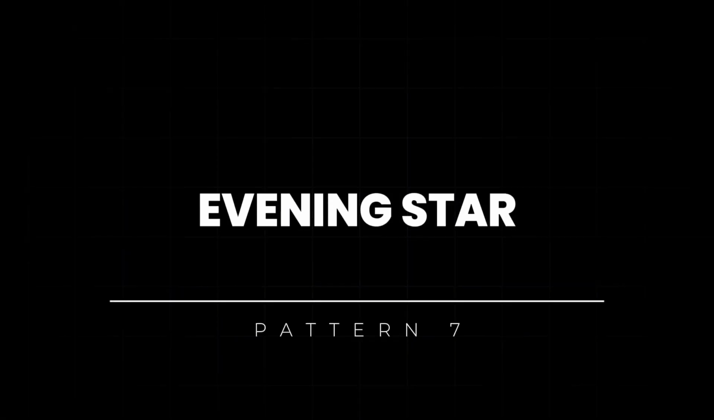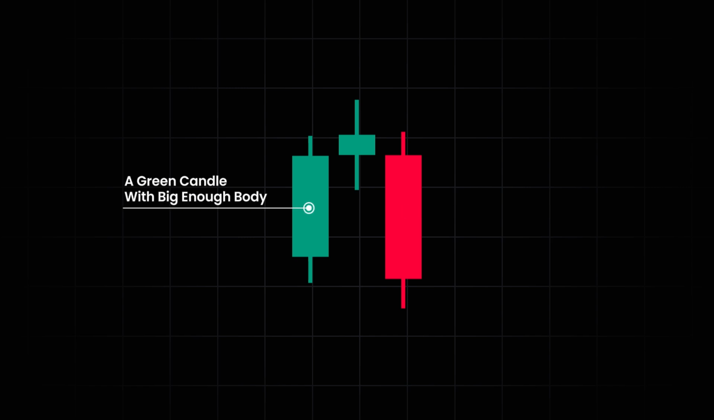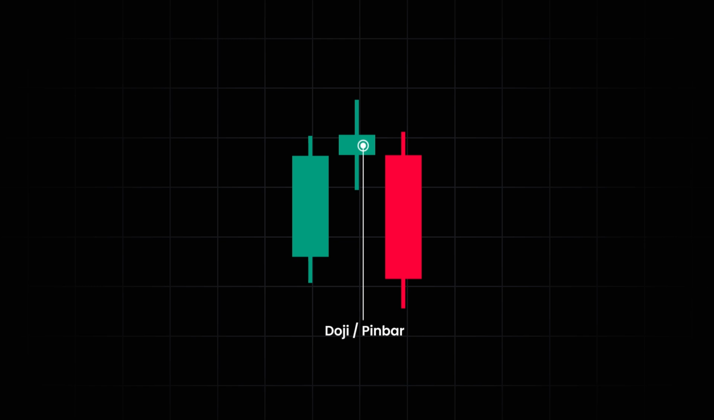Pattern number 7, the Evening Star pattern. The Evening Star pattern is the complete opposite of the Morning Star pattern. Here we have a 3-candle pattern where the first candle is a green candle with a considerably big body. Then we have a small doji candle with a very small body, and finally we have a red candle with a big body.